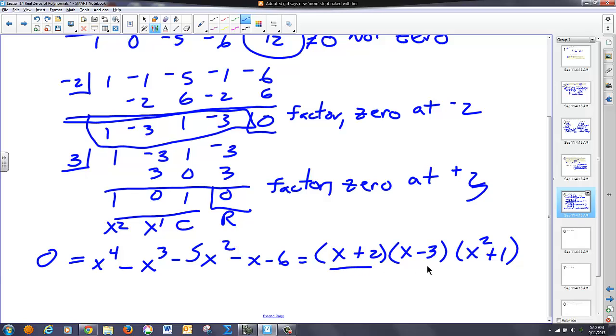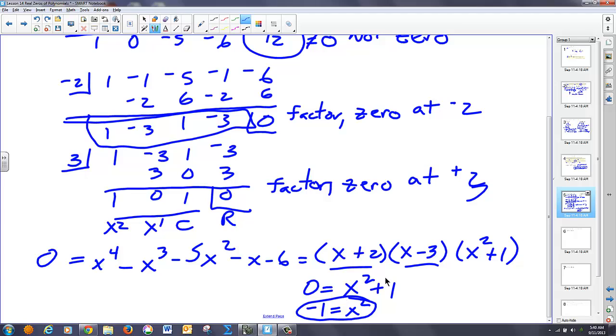Well, in these two cases, since they're factors, I can set those equal to 0 and solve and get -2 and 3. However, in this last case, I have a quadratic, and if I set that equal to 0, I'll have -1 equals x squared. I know there are no rational factors in x squared plus 1 because it's not a factorable term of my original polynomial. So this tells me, in this case, I'm done.